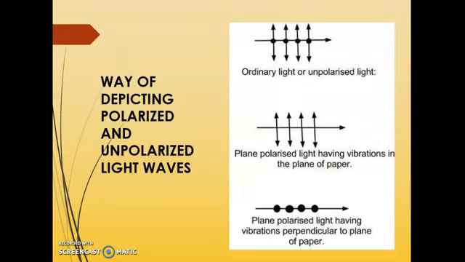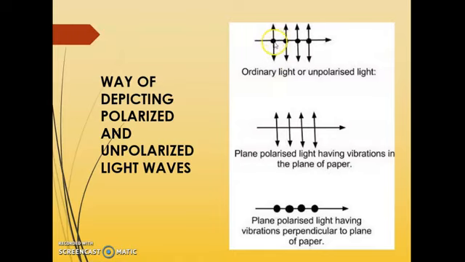All right, now the way of depicting polarized and unpolarized light waves. When we are trying to draw polarized light and unpolarized light in a copy, how do we do it? This is the symbol for ordinary light or unpolarized light. We have an up and down arrow, and here is a big dot.